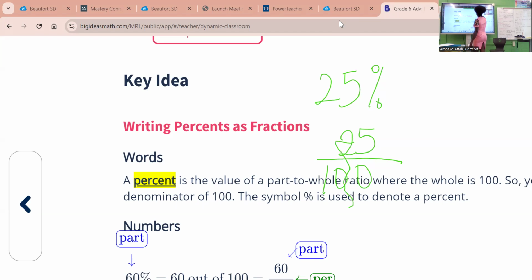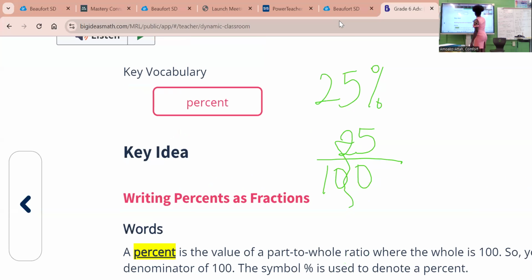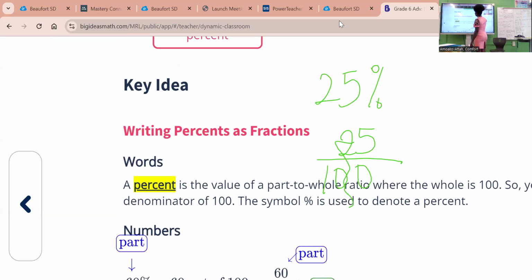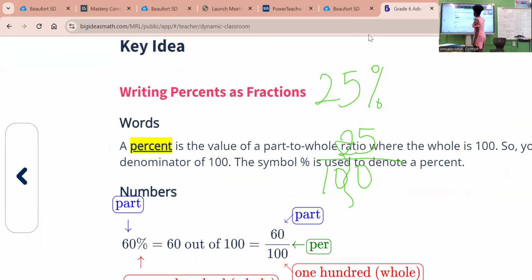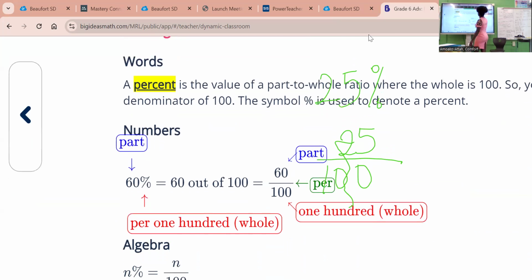Sorry, I need to clean this. Okay, so that is what you guys are seeing here. Numbers. Let me clean it so that you can see well.